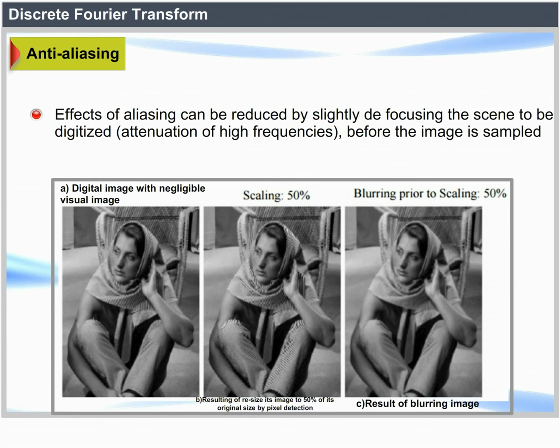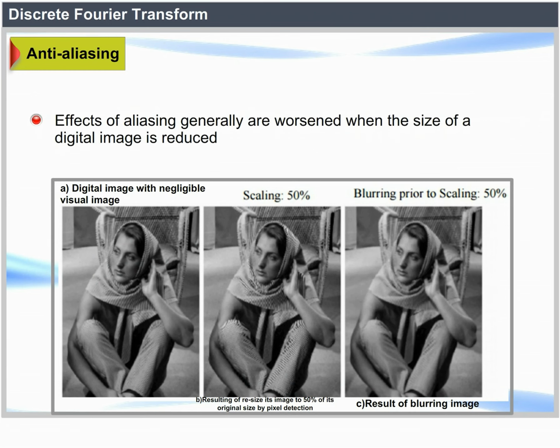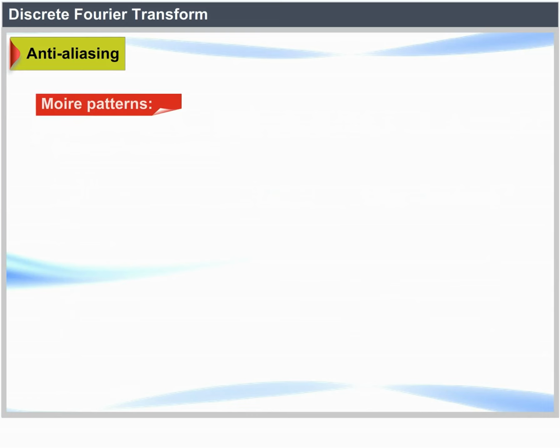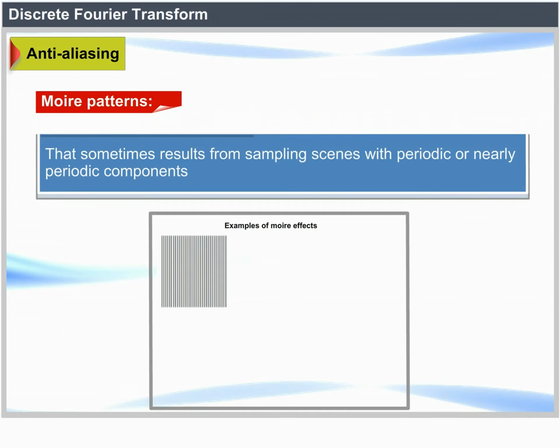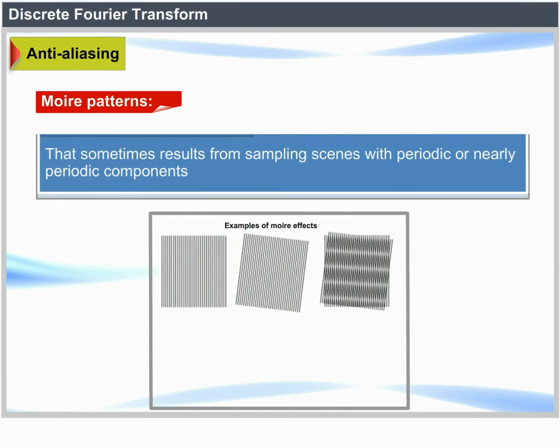Moire patterns sometimes result from sampling scenes with periodic or nearly periodic components. In optics, beat patterns are produced between two gratings of approximately equal spacing. The 2D discrete Fourier transform and its inverse. The 2D discrete Fourier transform, DFT, of a digital image f of x, y of size M by N is as shown on the screen. The inverse discrete Fourier transform, IDFT, is also shown.